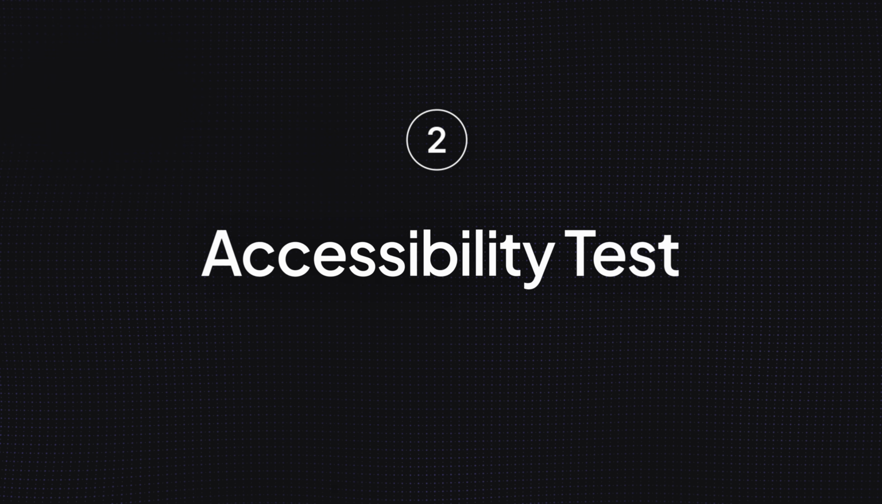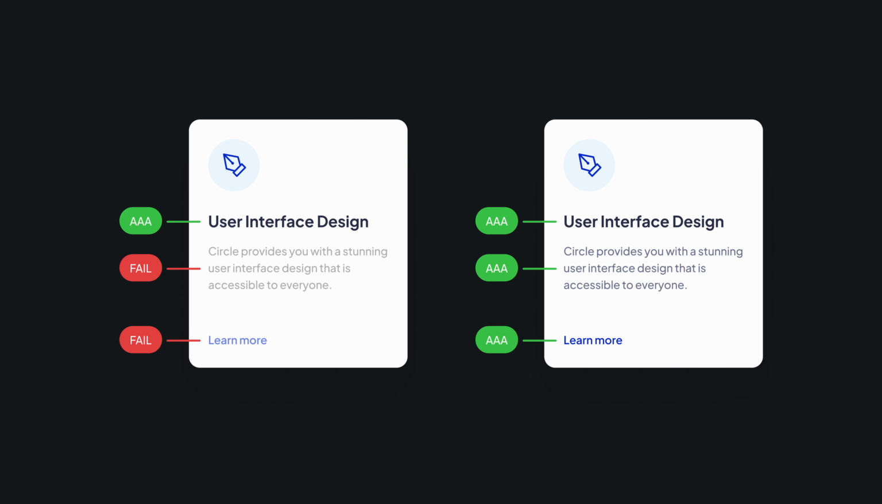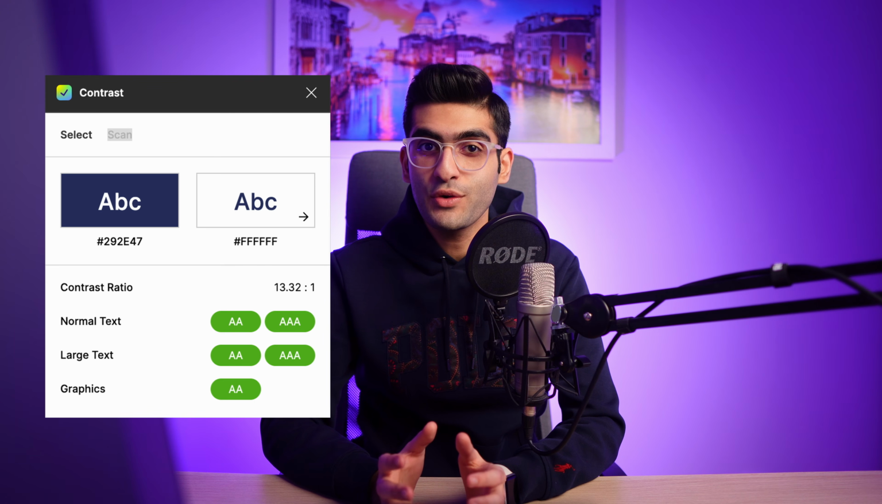Number 2, accessibility test. When it comes to colors, you should never trust your eyes. Just because you can read a text easily doesn't mean that everyone else can too. Make sure to check the contrast ratio of your colors using a contrast ratio checker. If you use Figma, the contrast plugin is an excellent choice in my opinion.